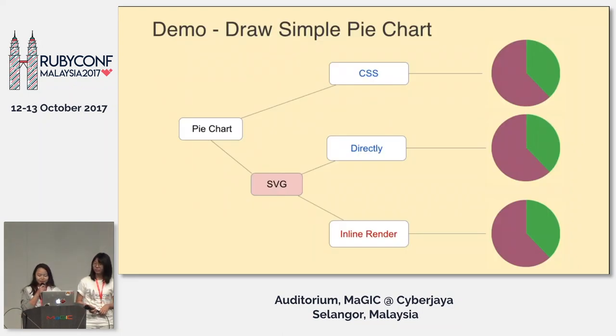Yes. So I will show you a small demo about drawing a pie chart in different ways. You can see I implement the pie chart in two ways. One way I use CSS, and the other way I use SVG. In the SVG approach there are two ways. The first way I write directly in the HTML file. And the second way, I use Rails to define a method to render it inline in the HTML code. So the three implementations show the same result.